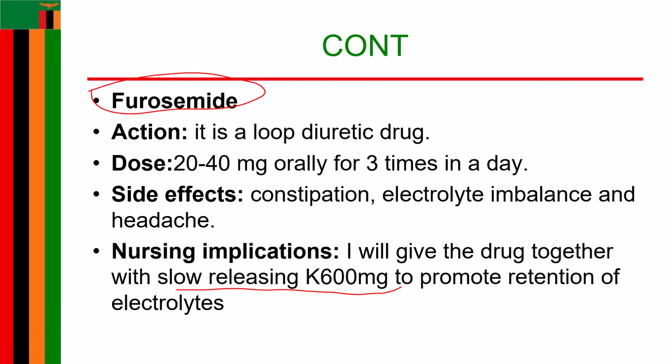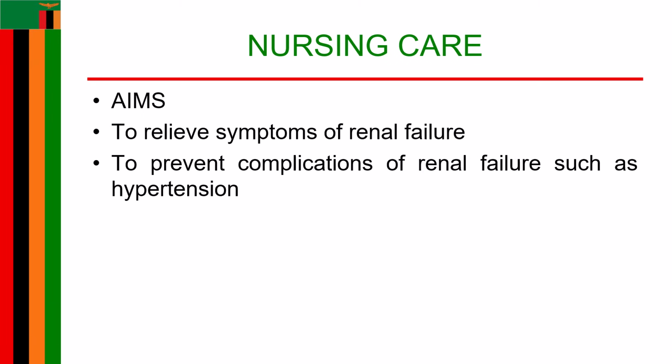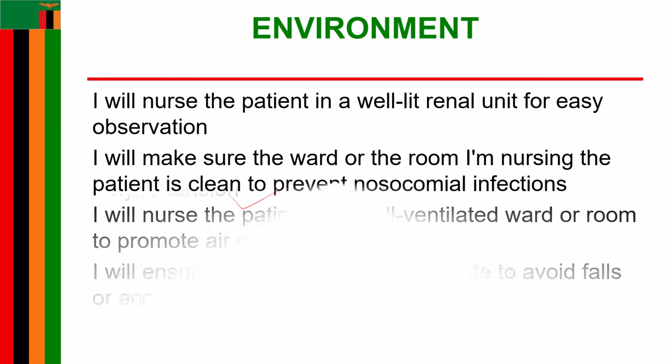So once you mention at least these 3 specific drugs, then you are ready to move on to the nursing care. Question D2 said, describe the nursing care. In terms of the nursing care, again, you start with at least 2 aims. You are going to say to relieve symptoms of renal failure and to prevent complications of renal failure such as hypertension. This is because renal failure can complicate into hypertension, and hypertension can also result in a complication of renal failure. So all you need is to put 2 aims because the headings are separated.